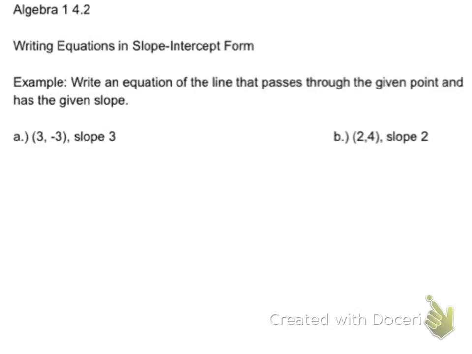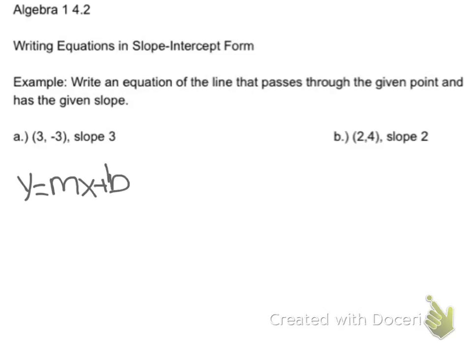Okay, so I'm doing Algebra 1 4.2, and it's writing equations in slope-intercept form. So the first example that we're doing is write an equation of the line that passes through the given point and has the given slope. So this is really easy. First we need to know what the formula is, which is y equals mx plus b.